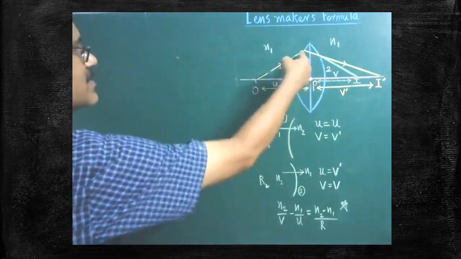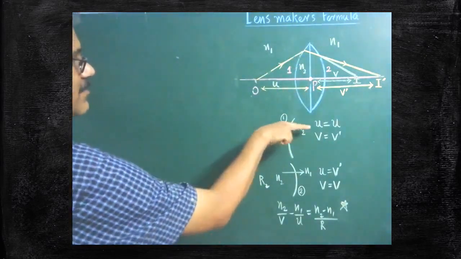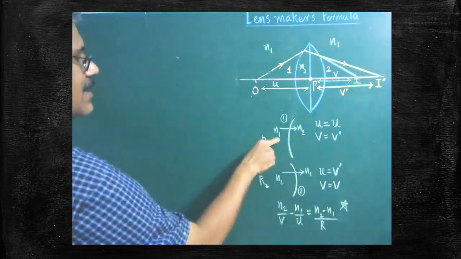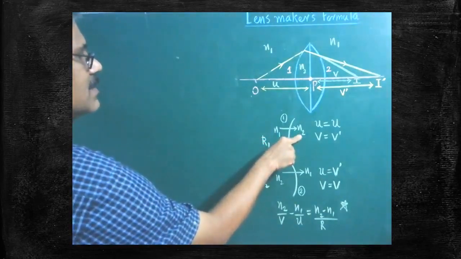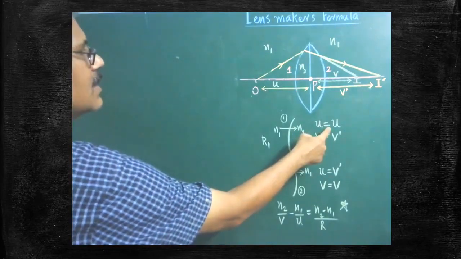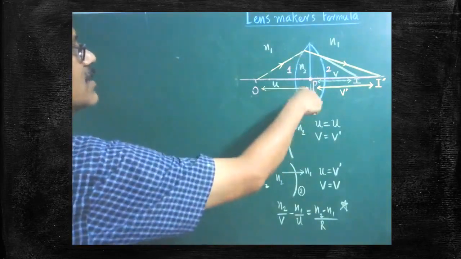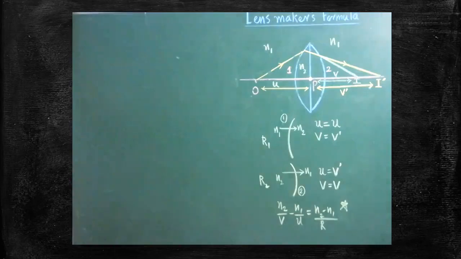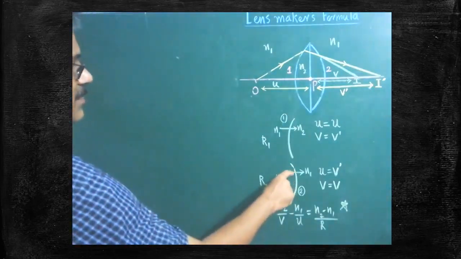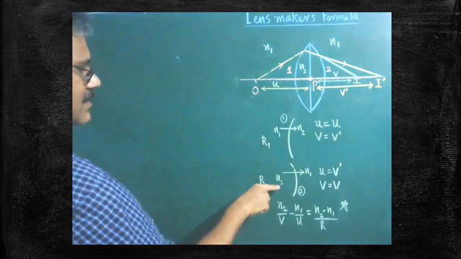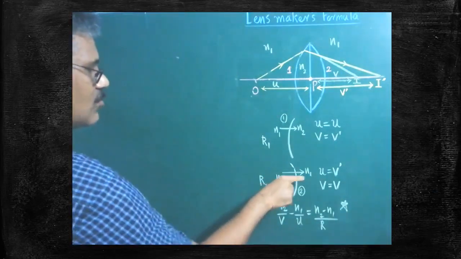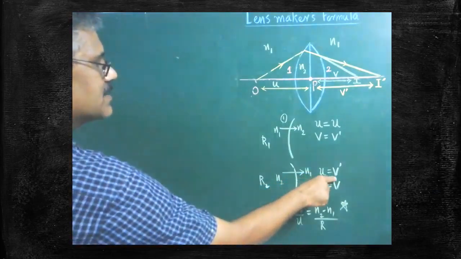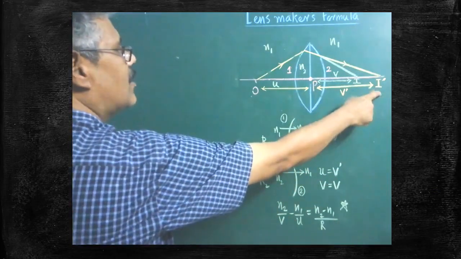With respect to the first surface, the light ray travels from N1 refractive index medium to N2 refractive index medium. There the object distance is U, and with respect to surface 1, the image is formed here. Therefore, the image distance is V dash. Are you clear? When the light ray passes through the second surface, that is from N2 refractive index medium to N1 refractive index medium, the object distance must be taken as V dash, because this image acts as the object for the second surface.